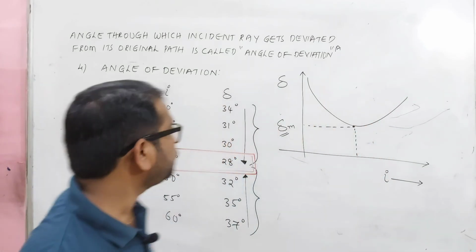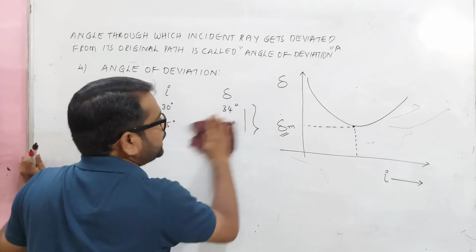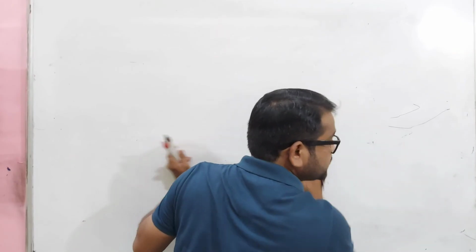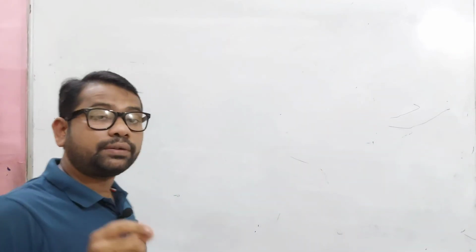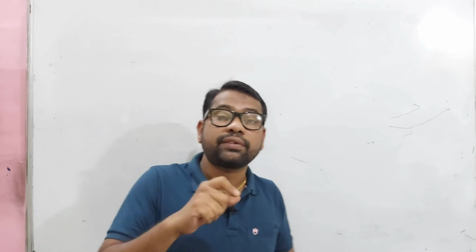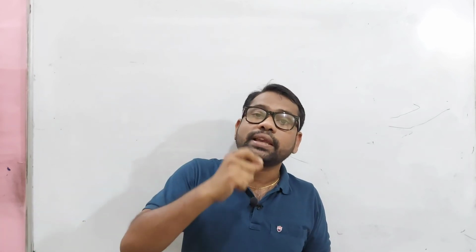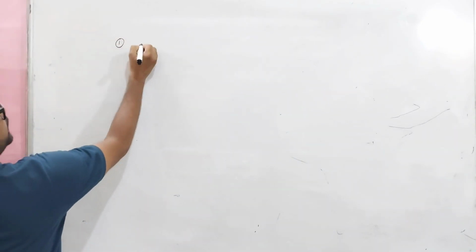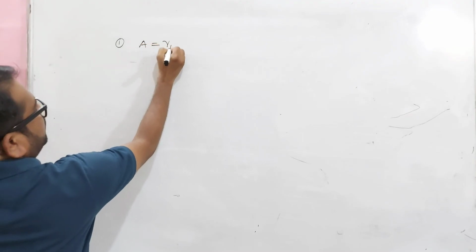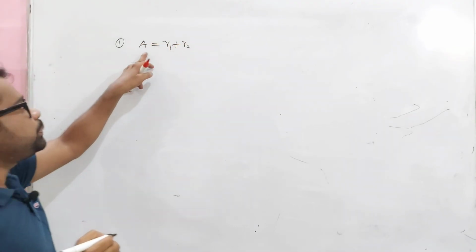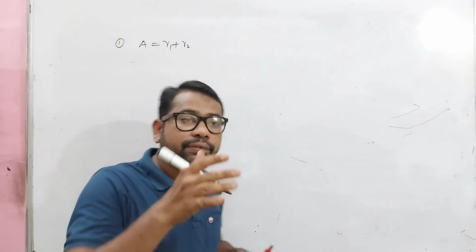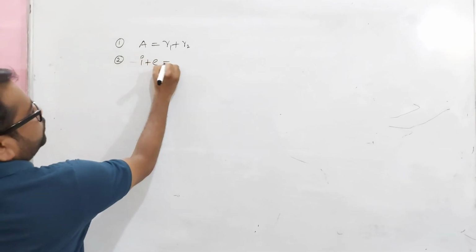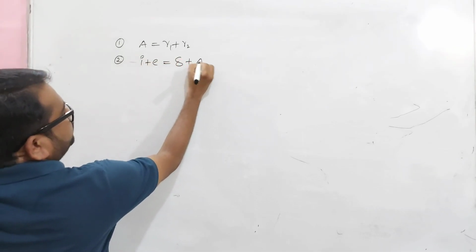Children, once again let us summarize whatever we discussed in this class. What happens when light passes through a prism? It gets deviated. It's very important. As we derived the expression mu is equal to sine of (A plus delta m) by 2 divided by sine of A by 2, to obtain that, we got these equations. The first one is very important: A is equal to r1 plus r2. That is, the angle of the prism is equal to the sum of the angles of refraction. And the second one is, dear children, angle of incidence plus angle of emergence is equal to angle of deviation plus angle of the prism.